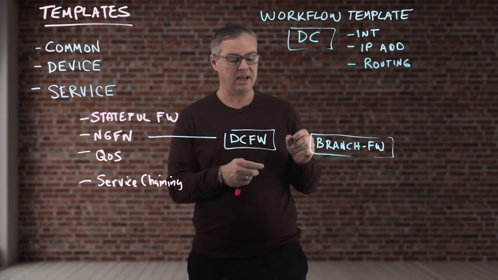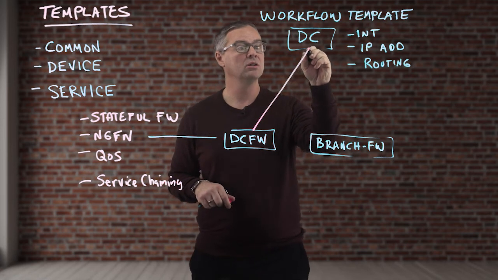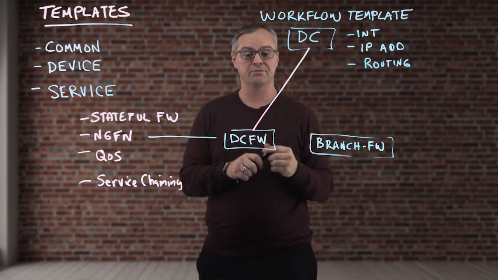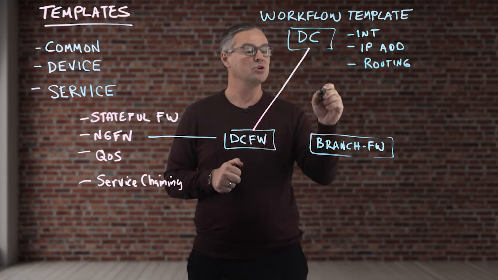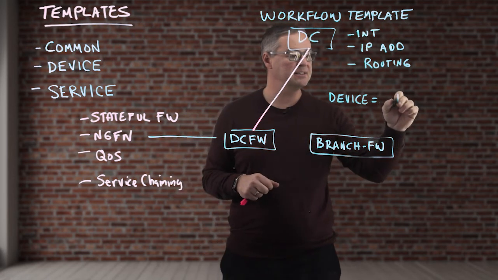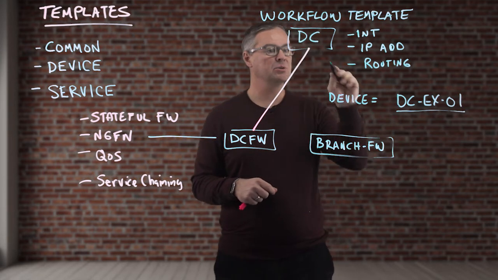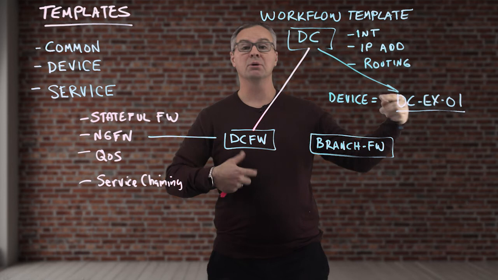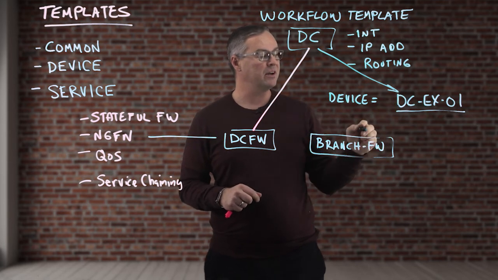Once this template is created, since it's the data center, we're going to add this data center firewall service template into the workflow template so that when we actually deploy the data center, it packages it all together for us. The next thing we're going to do is create a device. This is part of the onboarding process. Let's say our first device is DCEX01. We say that this device is going to have the data center template applied to it. As we build this device out, it's going to prompt us to fill in the values for the interfaces, IP addresses, routing, and so on. We fill in those values and then we deploy.